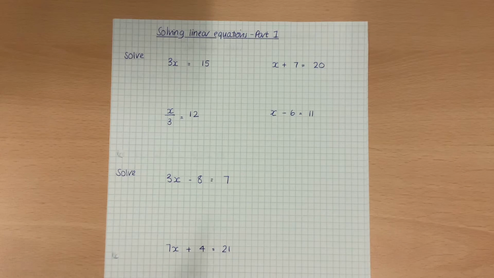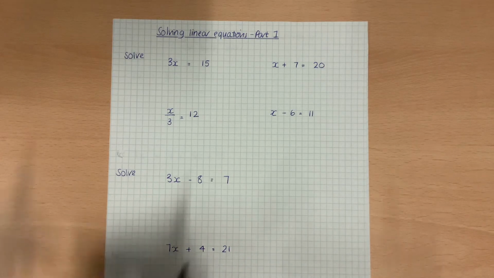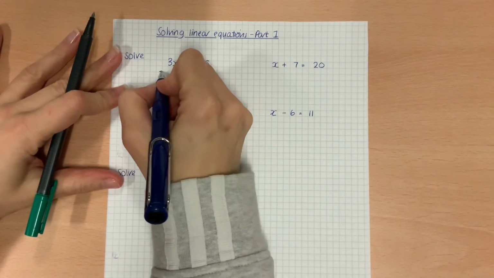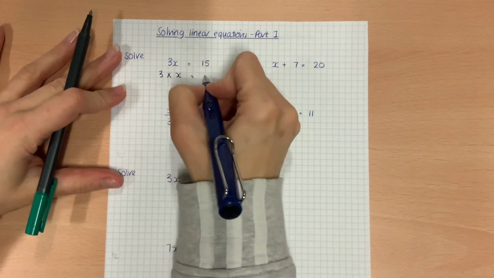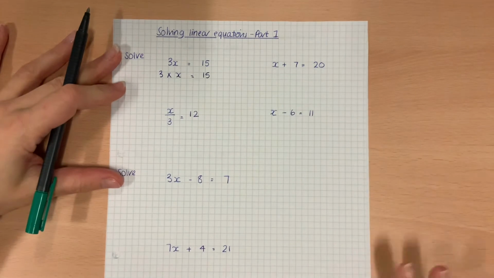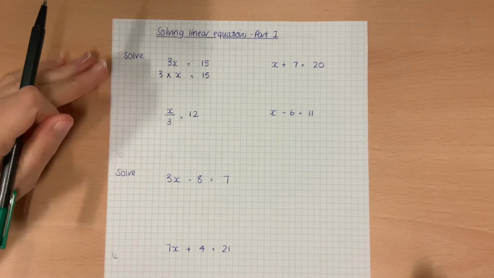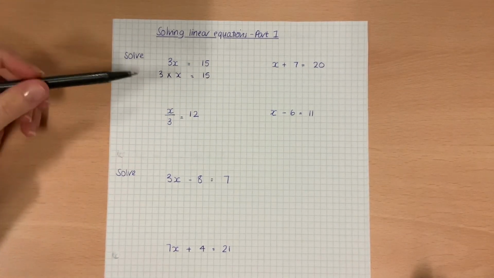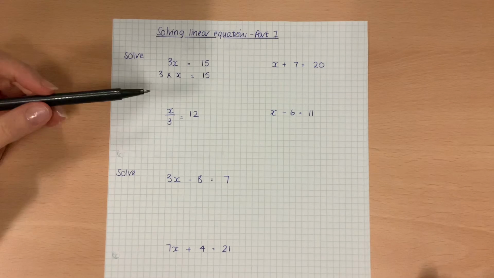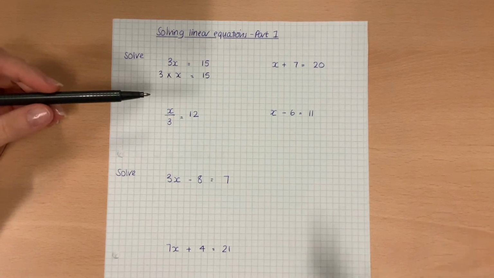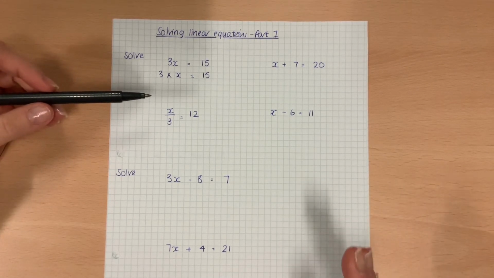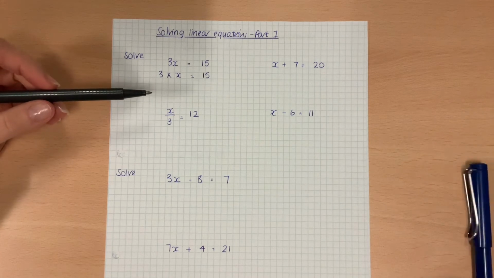When we've got a 3 and an x together, it means that they are multiplied. So this represents 3 times x equals 15. Now, I know that lots of you would easily tell me that x is equal to 5. Lovely, because 3 times 5 is 15. However, what we need is a method or a rule for us to know that. And what we did last time was we were sharing.